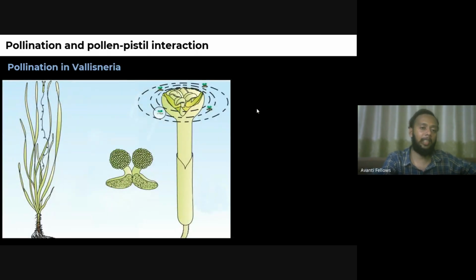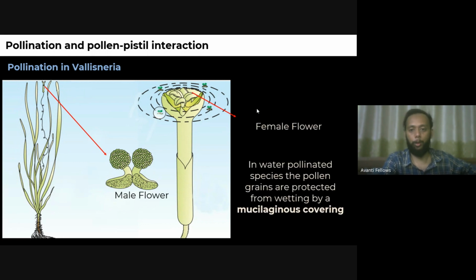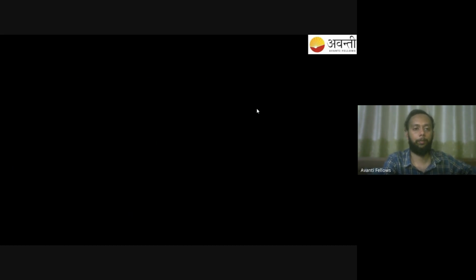So pollination in Vallisneria, we have just seen that. I've told you this story completely, right? The male flower will go to the surface and then travel to the female flower. No need to repeat all those things. Pollen grains are always going to have a mucilaginous covering, right?